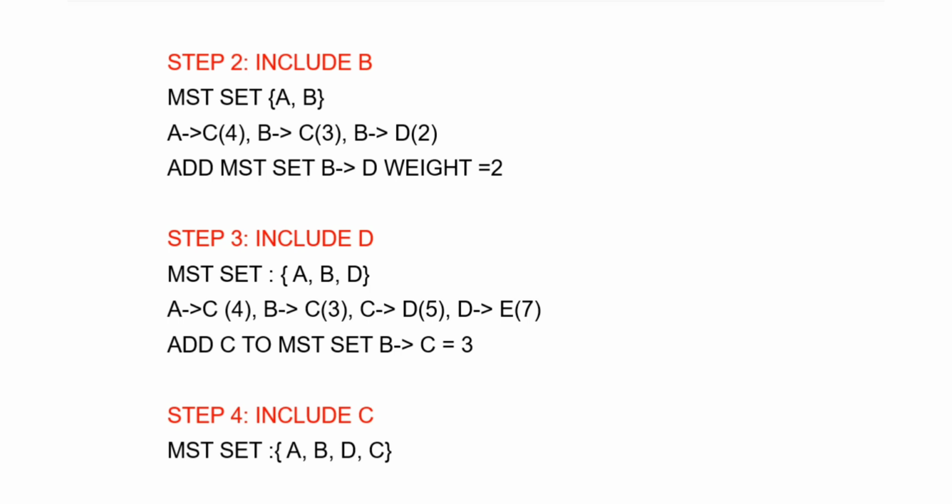And finally, we need the edges connected to A, B, C, D: C connects to E. The C to E weight is 6. Then D to E, this weight is 7. Choose the smallest edge to add E to the minimum spanning tree. C to E, the weight is 6. So this is the smallest at the beginning of step 4. Vertices included in the minimum spanning tree set: A, B, D, C.